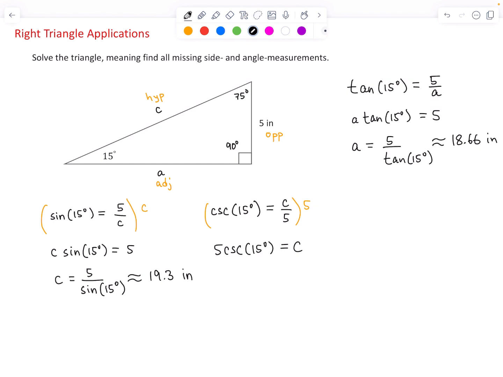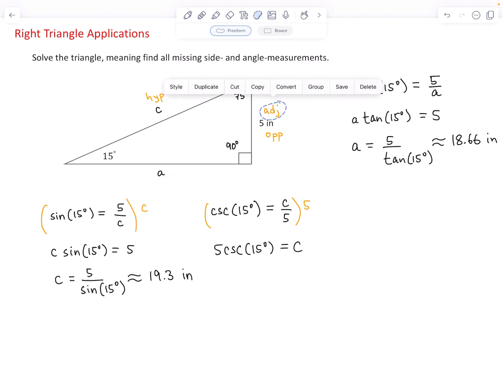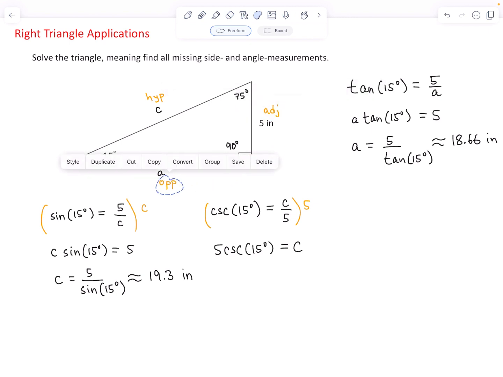I could have also found A using the cotangent function. I'll let you explore that option, knowing that cotangent is adjacent over opposite. Just to show you more variety, I could have found A and C using 75 degrees as my reference angle. But if that's the case, relative to 75 degrees, 5 inches would be the adjacent and A would be the opposite. So if I'm using the 75 degree measurement, let's go ahead and find the hypotenuse.